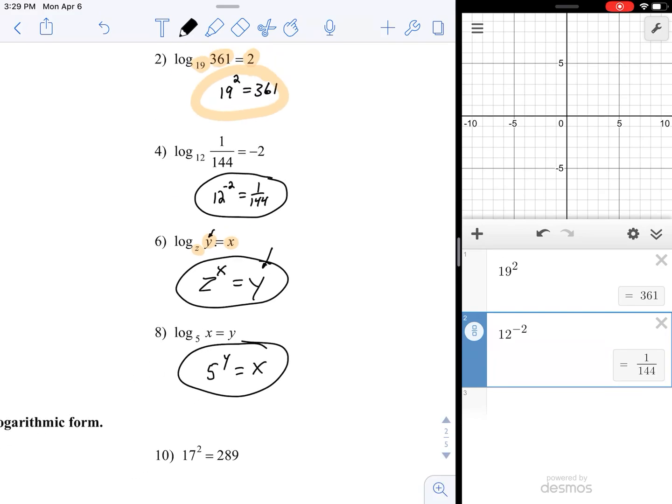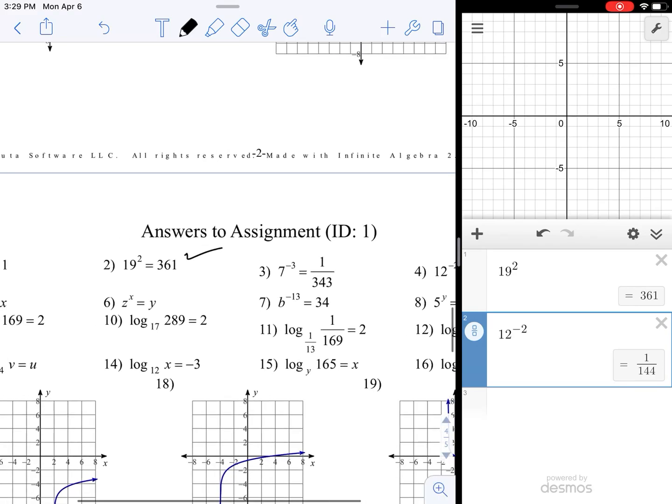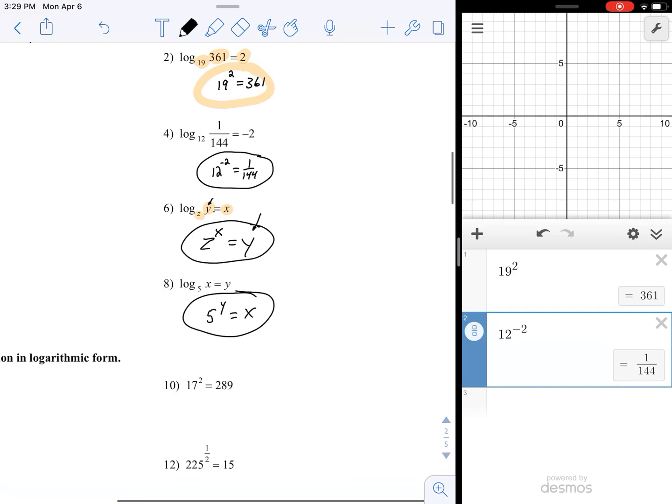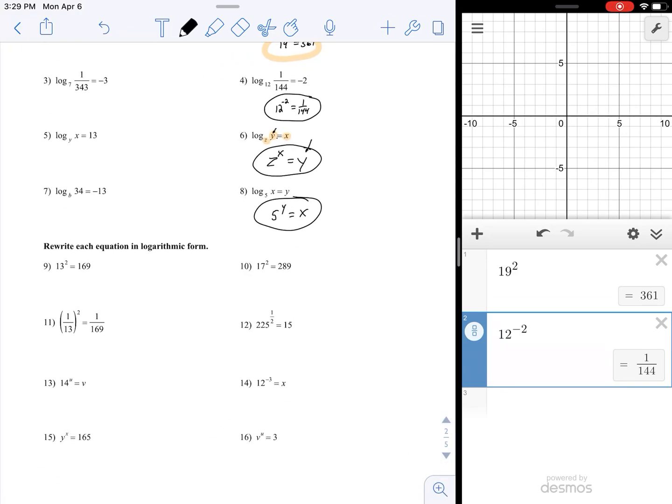And let's check 6 and 8. z to the x equals y. 5 to the y equals x. Those are both correct. The next set of exercises is the same thing, just the other way around.